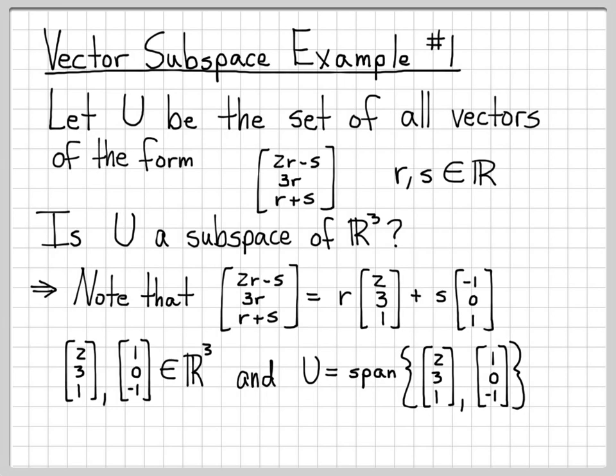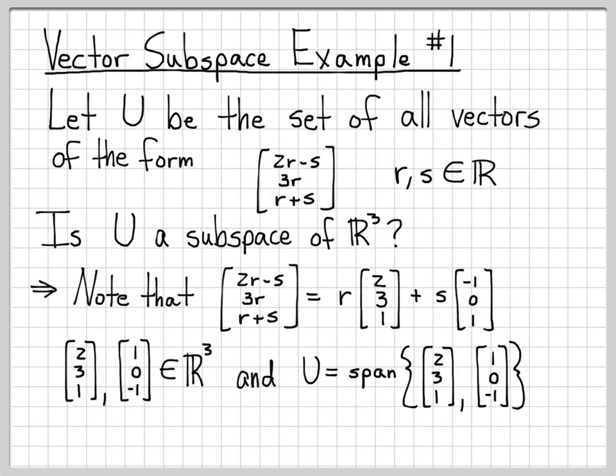Another thing to note is, since we've been able to write U in this form, as r times a vector plus s times a vector for all values of r and s, by definition we've been able to write this set U as the span of these vectors. Because remember what the span means. Span means take all linear combinations of the vectors. Well, that's exactly what we have here. r and s are arbitrary scalars from the reals, so it's very clear that we can write U as the span of these two vectors, 2, 3, 1, and -1, 0, 1.